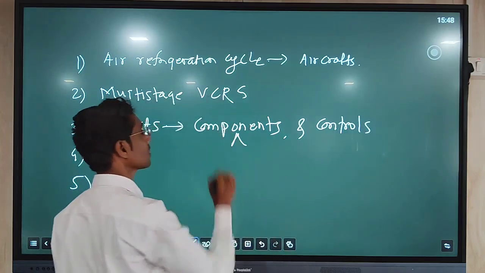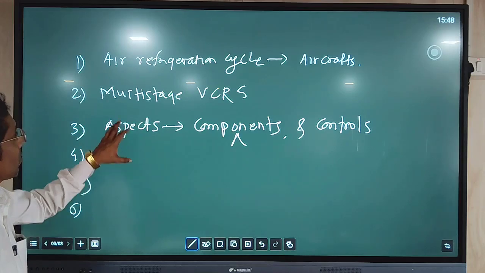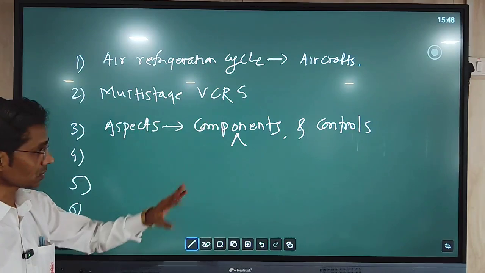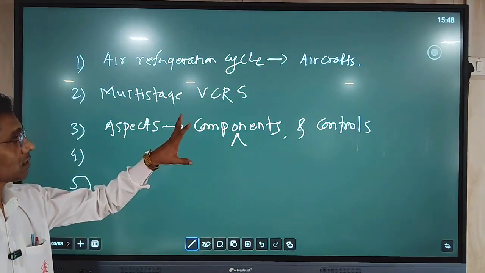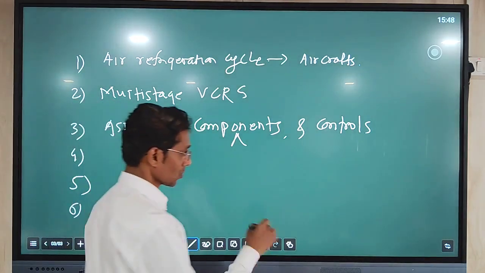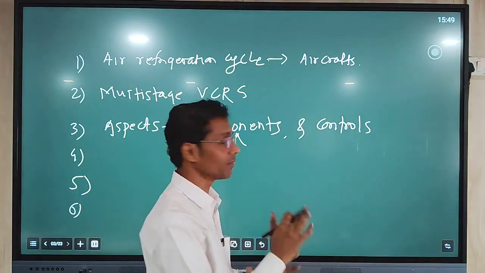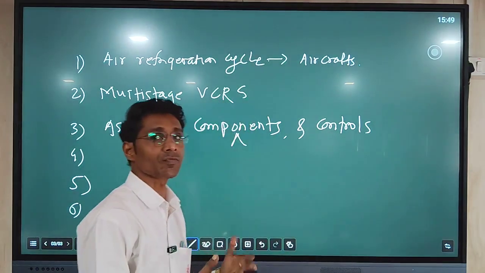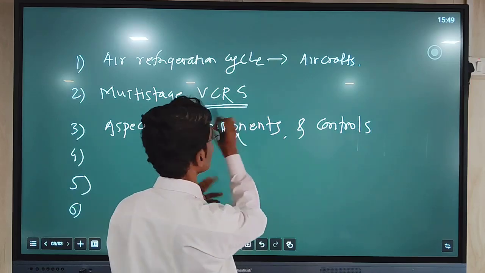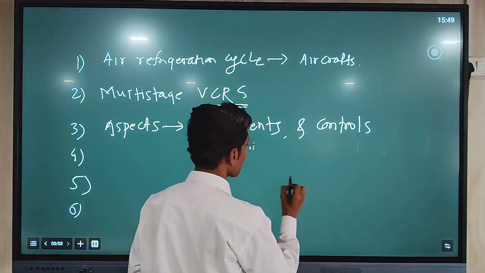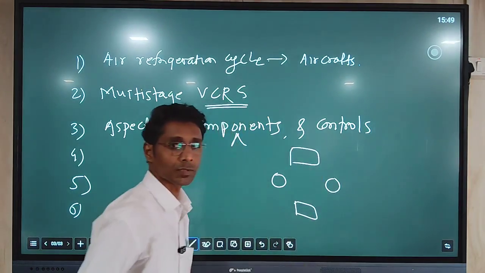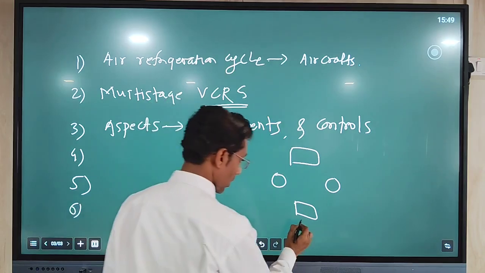For example, VCRS, the vapor compression refrigeration system, is a system consisting of 4 components. Mainly 4 components are there. I will just give a brief idea because otherwise the length of the video will become more. So just what VCRS means, that we will see. So here these are the 4 locations, these are the 4 components.